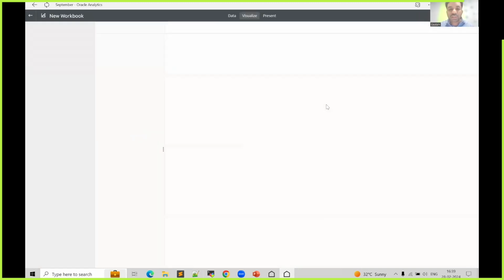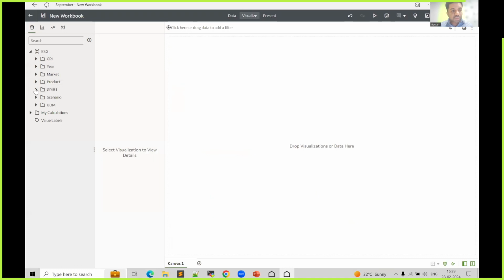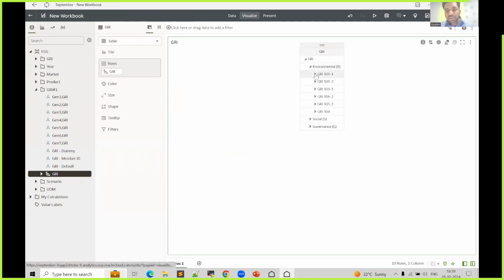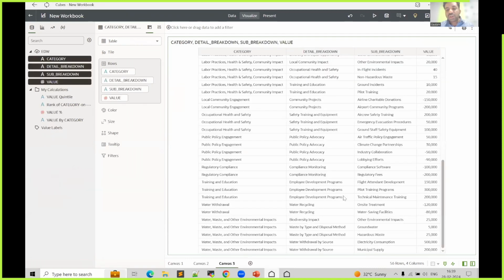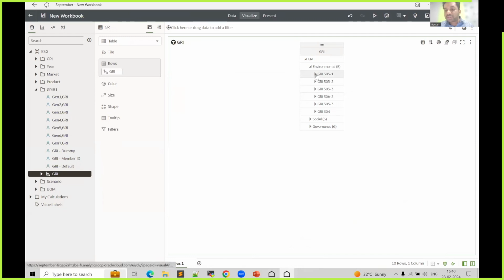So if I quickly create a workbook based on my multi-dimensional application, I can create this. I can open my hierarchy here. If I just drag my hierarchy into the visualization, you will see that you are now able to categorize this number in a parent-child hierarchy. So you can drill down from your environmental side of it to the specific GRI metrics. If you are looking at the relational database, it will look raw in nature. You're just capturing it into a data warehouse. But then if you want to report your numbers, you might need to have this framework implemented.